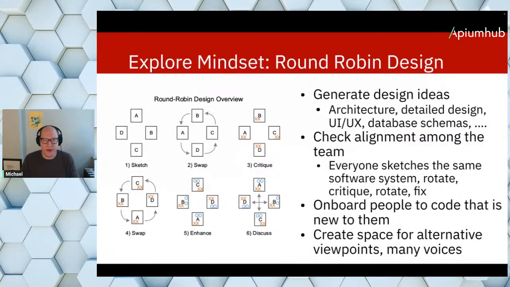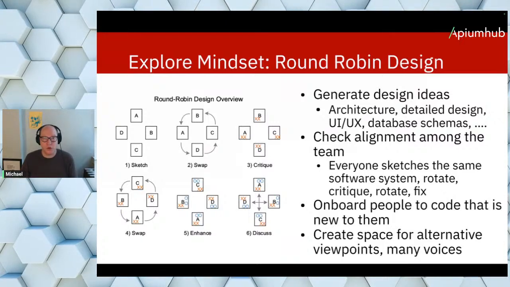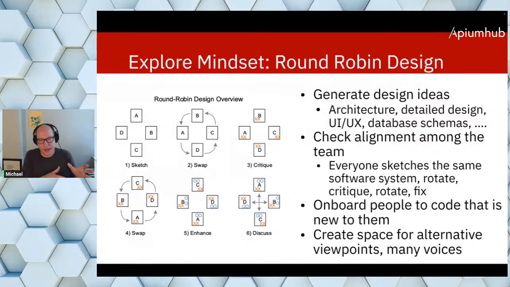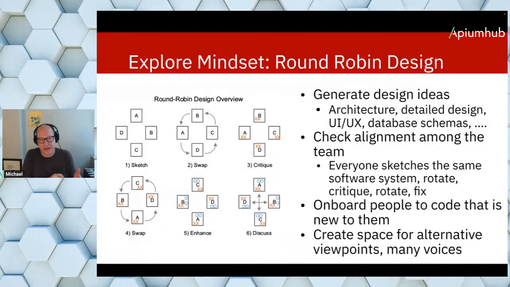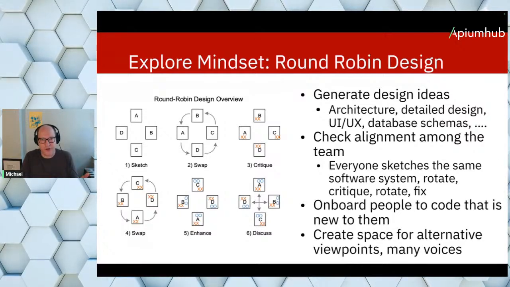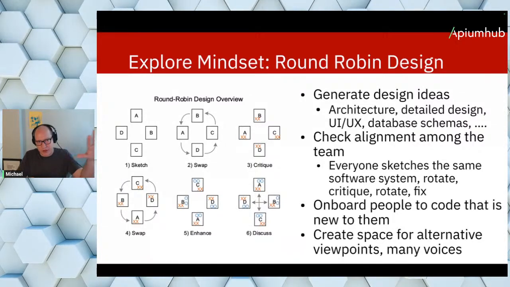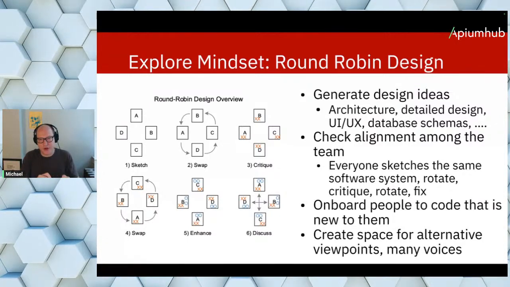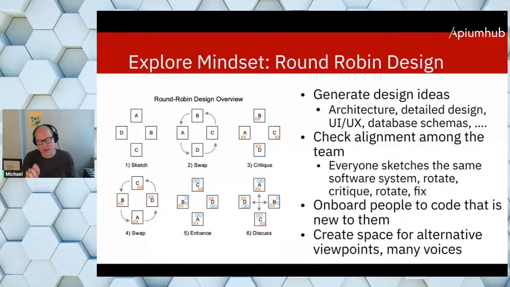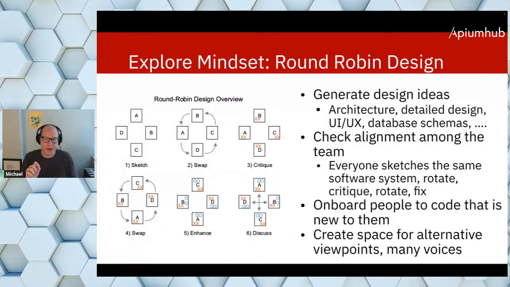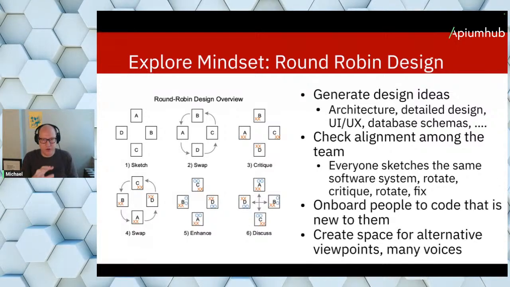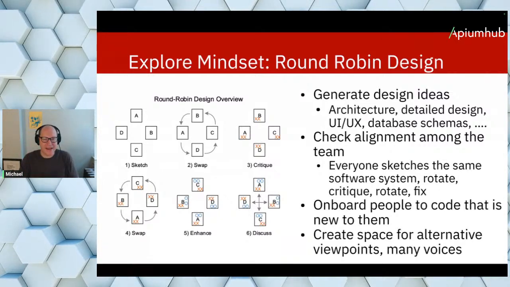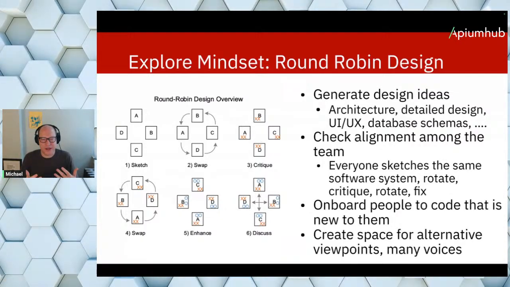All right, here's one example that I like: round robin design from the explore mindset. With round robin design, everyone on the team gets together and sketches an idea. They might sketch an architecture they're thinking of or a design they're thinking of. You then swap your papers. Everybody trades papers. The next person is going to critique that design in some way. Maybe there are some things missing. Maybe you have some questions. Maybe you just disagree with certain things that are in it. And then as a last step, you swap one more time. The final step here is that you would enhance the design.